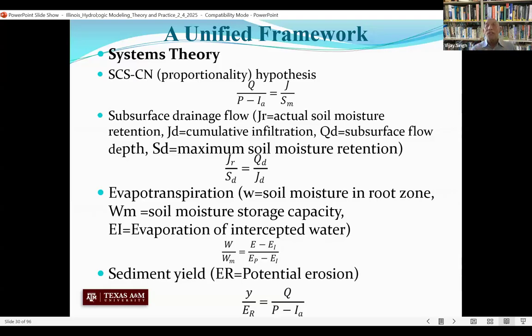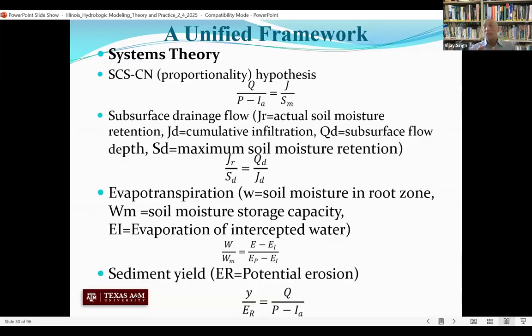So the design variable is divided by the maximum value that the design variable can take, which is precipitation minus whatever the abstraction is. So if the soil is completely saturated and there is no infiltration, obviously the maximum value of Q will be nothing but P minus IA, where IA is nothing but abstraction. So this proportionality hypothesis says the ratio of the design variable to the maximum value equals the ratio of the control variable divided by the maximum value of the control variable. So here the primary control variable in the case of surface runoff is actually infiltration during a precipitation event, because the evaporation is almost negligible.